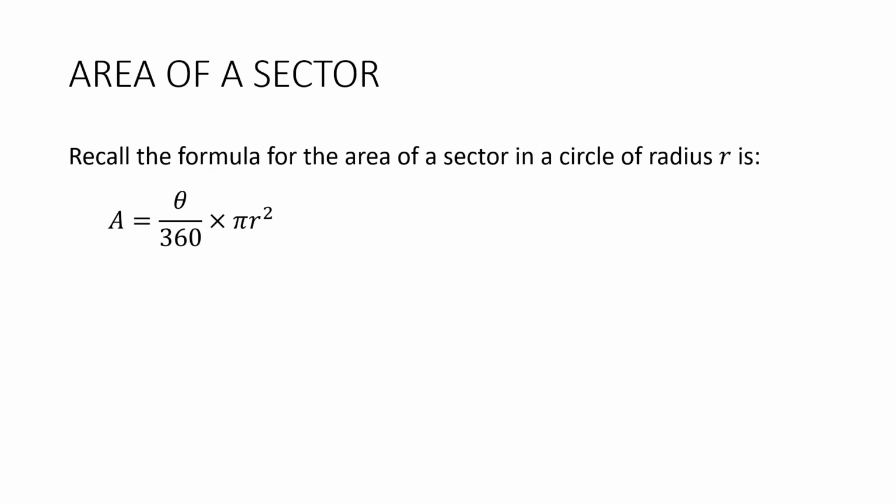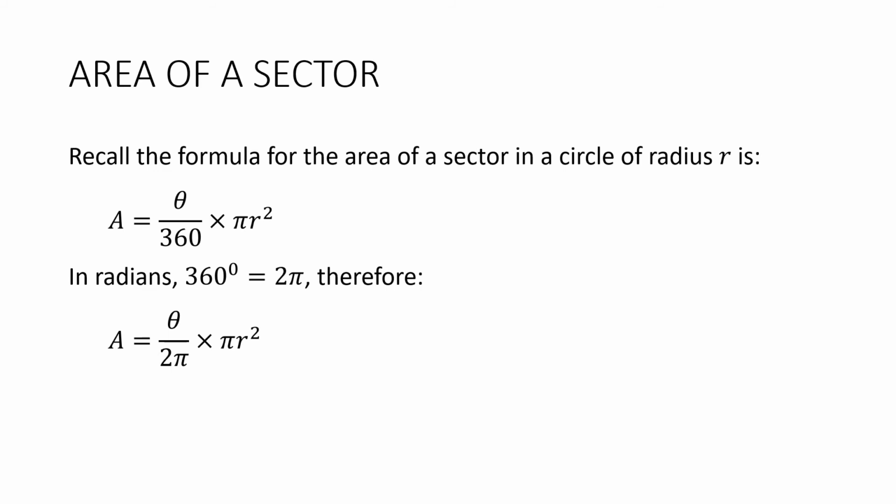Now let's look at the area of a sector. Here is the formula for the area of a sector of a circle with radius r if our angle is in degrees. Here's the area of the circle, and this is the proportion of the circle. Again, 360 degrees is the same as 2 pi radians, so let's make that substitution. In this case, only the pi cancels out, but we're left with A is equal to 1/2 theta r squared.